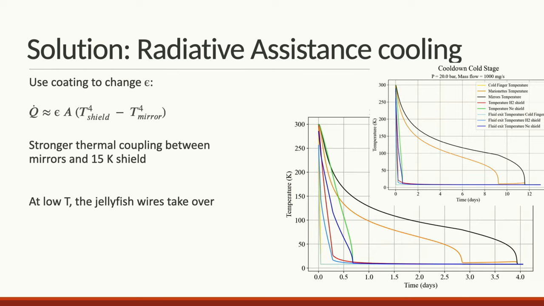So by coating them black, we have a very nice thermal connection between the shielding, which is at 15 K within 1 day, and the mirror itself. And if you do this trick, what you will find is that the cooldown goes very fast. So, well, relatively speaking, fast. So it's only 3 days now. And then once you reach this low temperature, the thermal wires take over the conduction, and you've reduced this time, and this is acceptable for normal operation.